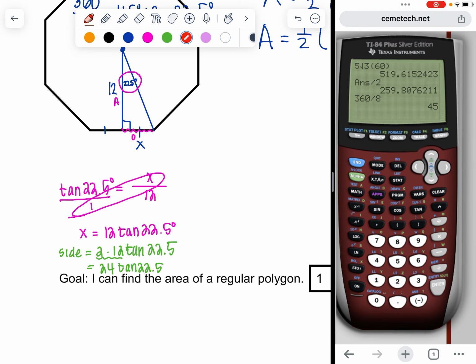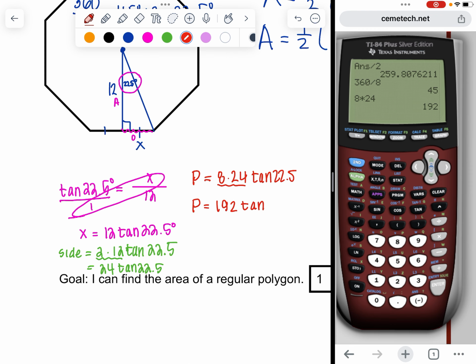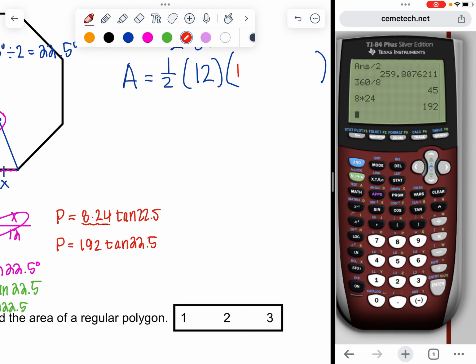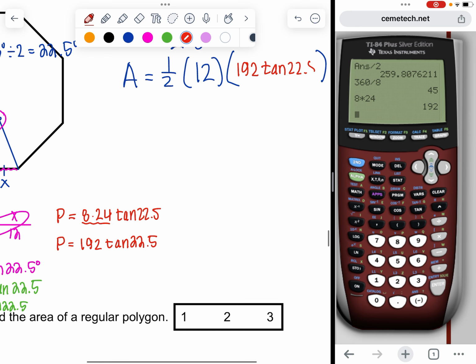So now I have the side length is 24 tangent of 22.5, and now I need the perimeter. So to get the perimeter, let's get another color going here, which is what goes in my formula. There are 8 sides. So I have to do 8 times 24 tangent of 22.5. And I can clean this up a little bit by doing 8 times 24, and I get 192. So the perimeter is 192 times tangent of 22.5. And that's what I'm using for perimeter. So I'm going to put that in here, 192 tangent of 22.5.